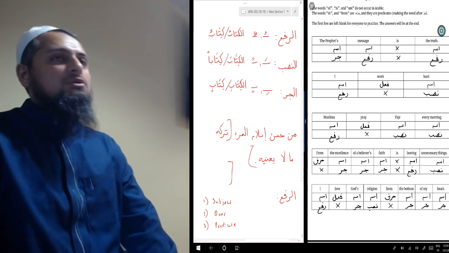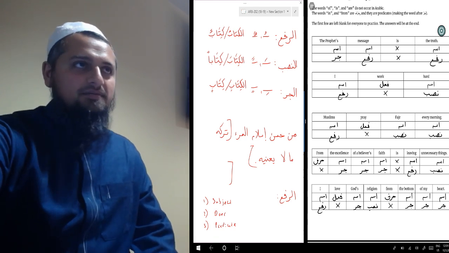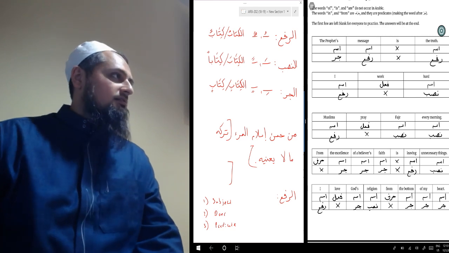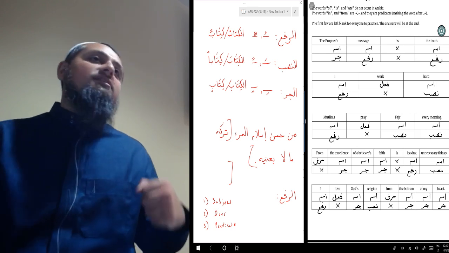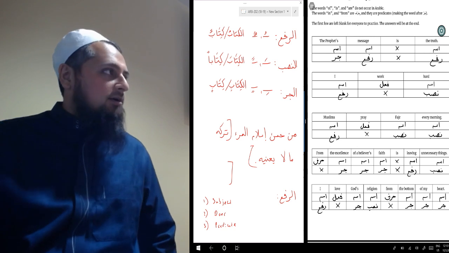So subject, doer, predicate, they're always going to be in which grammatical state? Rafa. They'll always be marfu'. This is like golden rules in the Arabic language. The subject is always marfu', the doer is always marfu', and the predicate is always marfu'. This will never change.